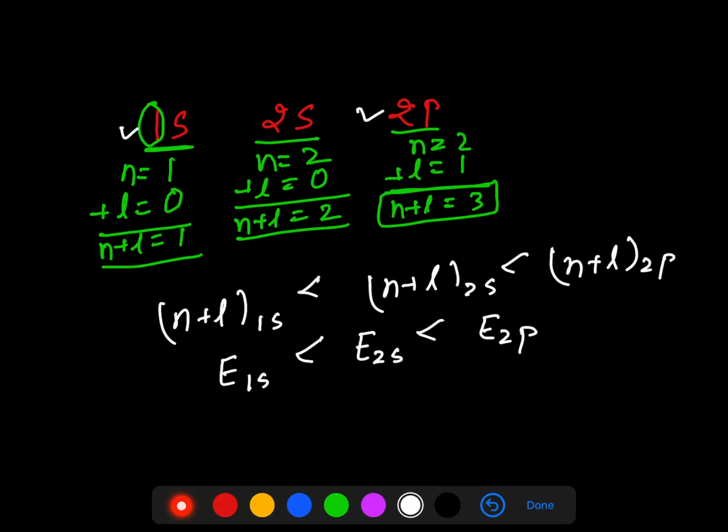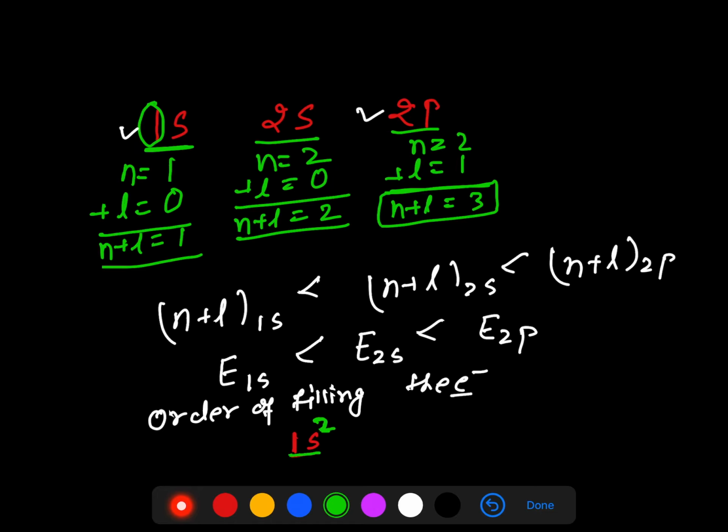So in what order should we fill them? According to the Aufbau principle, it should be filled in increasing order of energy. That means the electrons will be filled in this order. First you will fill 1s. The maximum number of electrons that an s subshell can take is 2. We know that the number above the subshell is the number of electrons, right? So we'll fill 1s to its capacity.